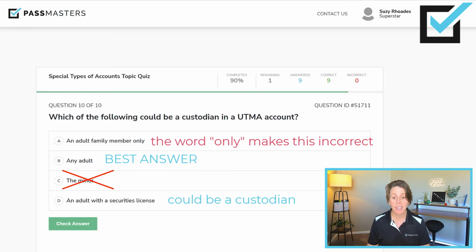The custodian in a UTMA account may be anyone of legal age. They do not have to be a family member. They do not have to have a securities license. So any adult is the correct answer.